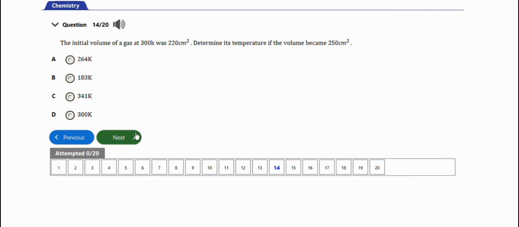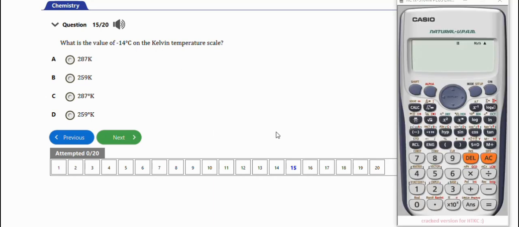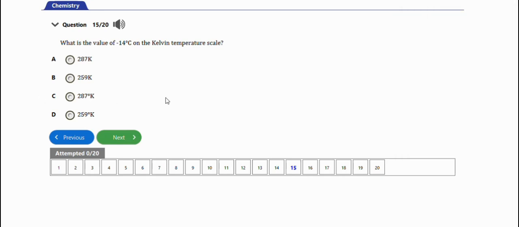Let's look at the next repeated question, which is this one. It says, what is the value of minus 14 degrees Celsius on the Kelvin temperature scale? So all you simply need to do here is minus 14 plus 273 to get the output. So we have it to be 259 Kelvin. The right option is option B. Okay, so that's for this question.